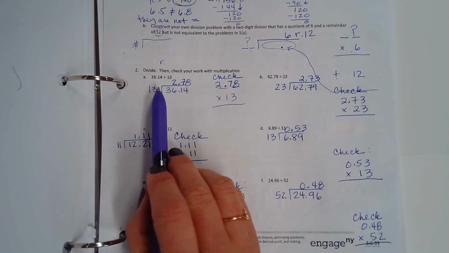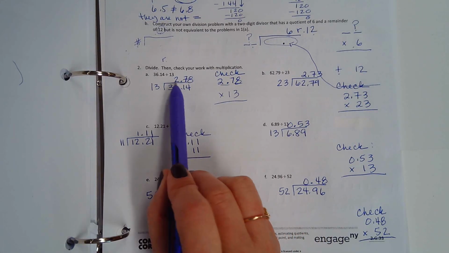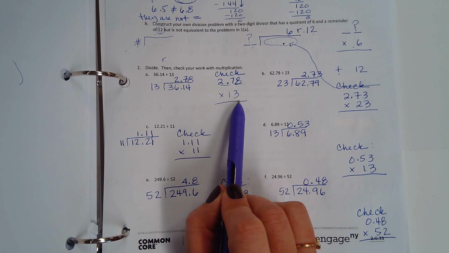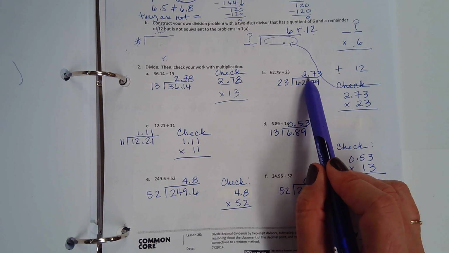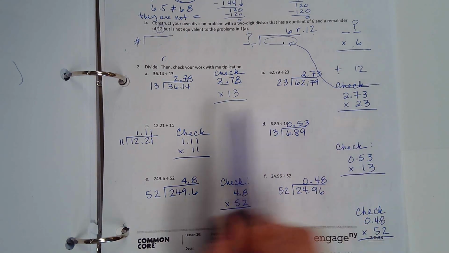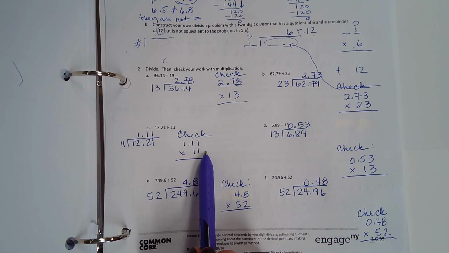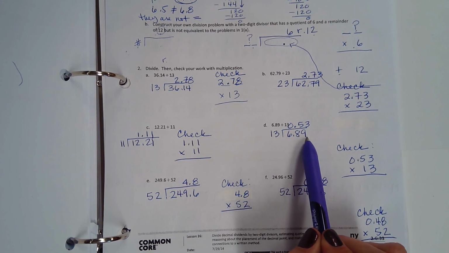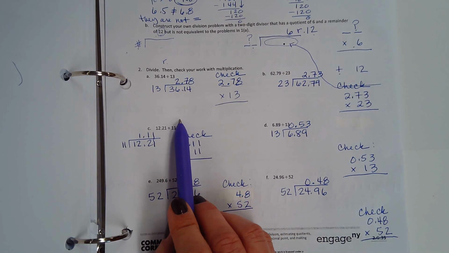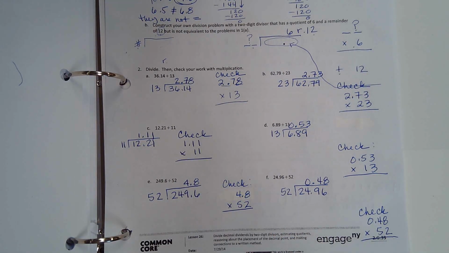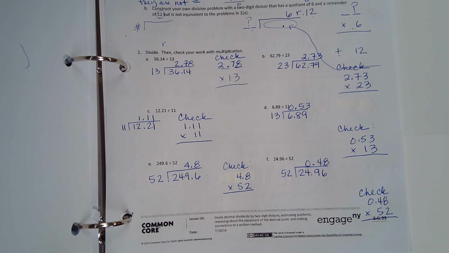Okay, then here, 13 divides into 36.14. How many will be in each group? 2.78, and then you're going to check it. 23 divided into 62.79. It's 2.73, and then you come down and check it. 11 into 12.21, 1.1. Come over here and check it. 13 into 6.89 is 0.53. Come over and check it. Now, yes, I expect you to do all the division all the way out. I am checking your work tomorrow to make sure you are not just writing down the answer.